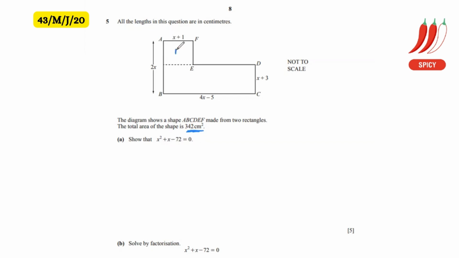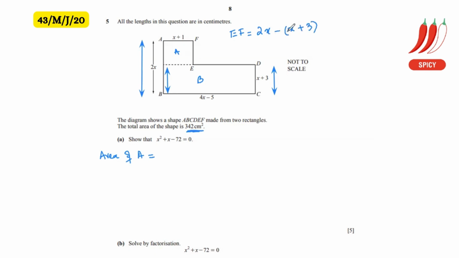So if we call this A and if we call this B, the area of A is going to be length times width. The length is x plus 1. The width is not given. How do we figure that out? Now we can see that the entire length AB is 2x. And a part of AB, which is DC, because this is equal to this, is x plus 3. So which means EF is going to be the difference of 2x and x plus 3.